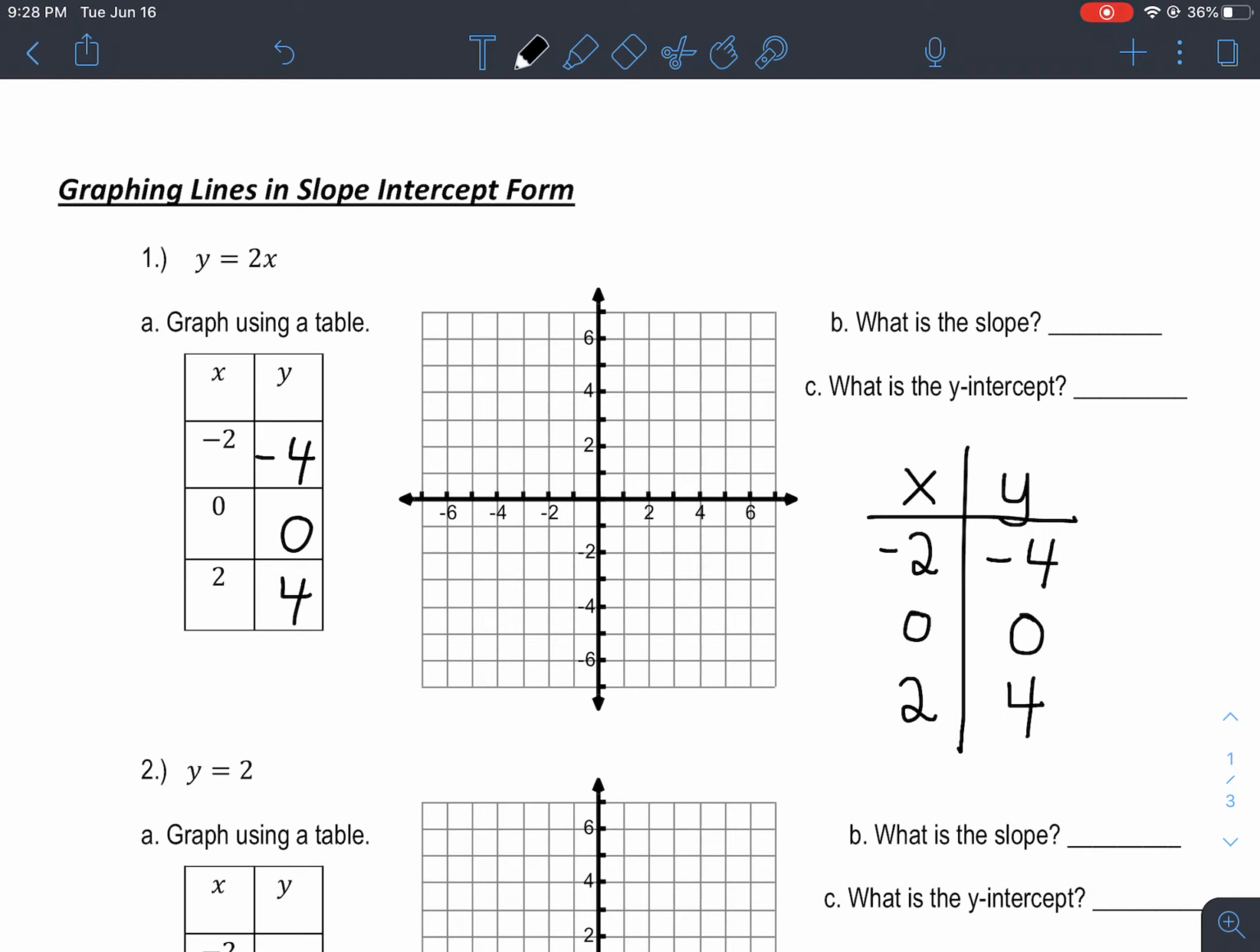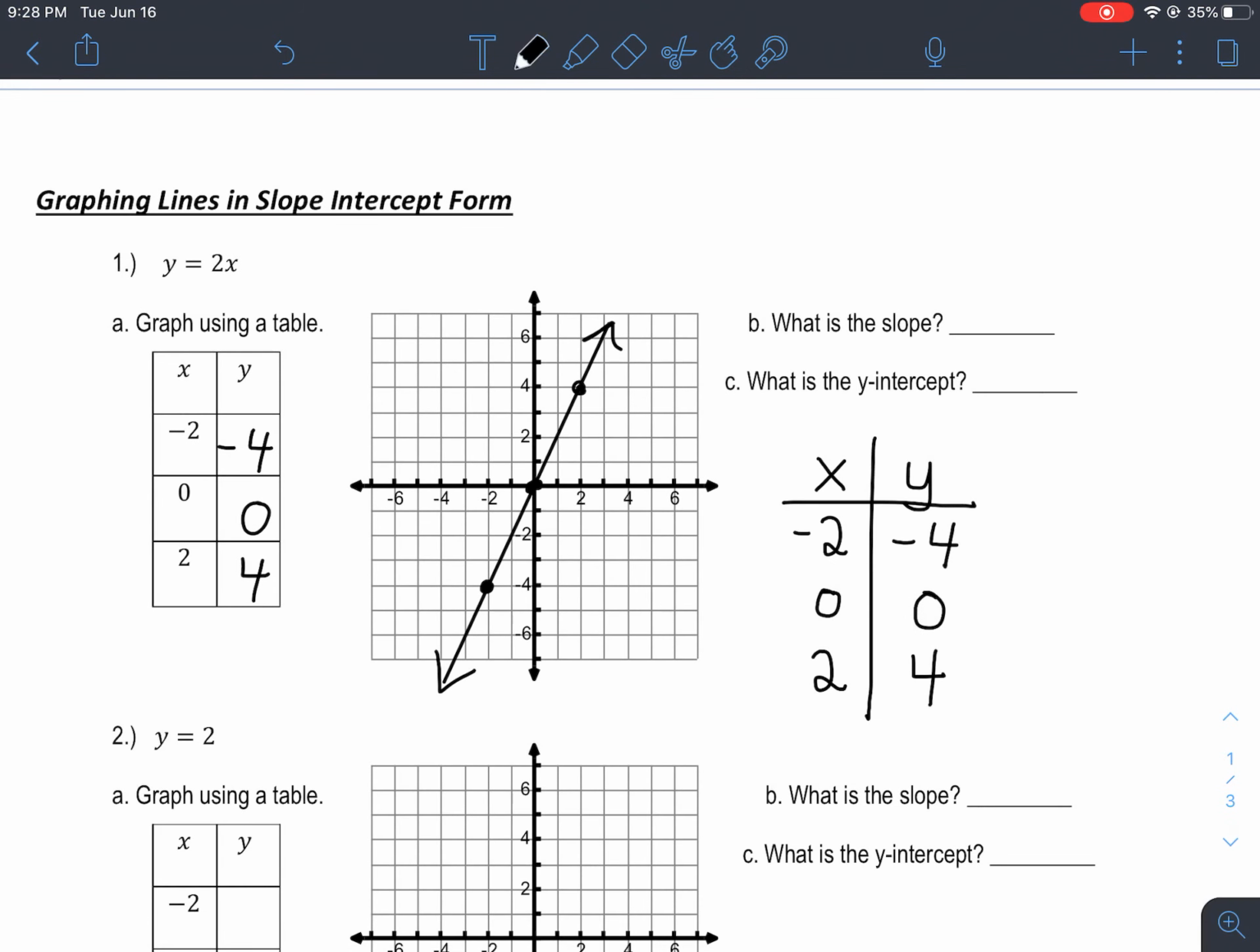And now I'm going to plot my points. So if I go left 2, down 4, then 0, 0, and 2, 4. And then I'm going to connect those just like always, and draw my arrows on both sides. Okay, so definitely a linear equation, just like we expected because it's in slope-intercept form. Our slope is 2, and our y-intercept, you don't see it there, therefore it is 0.